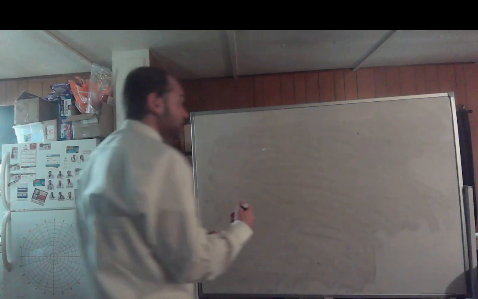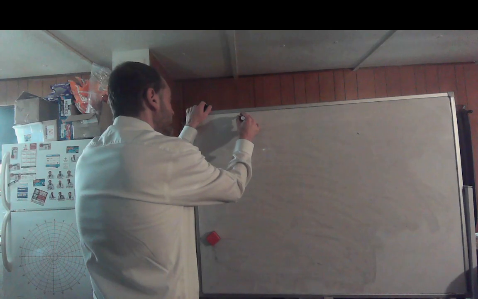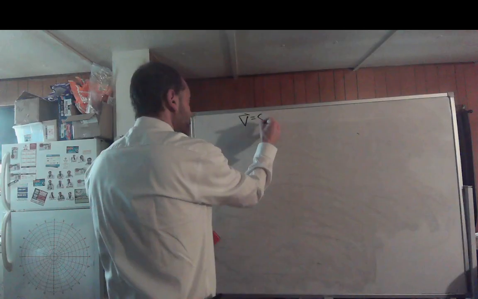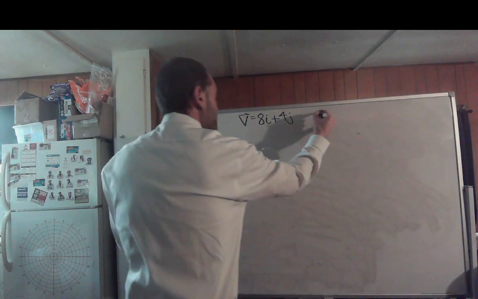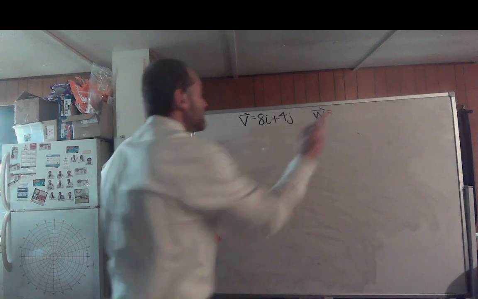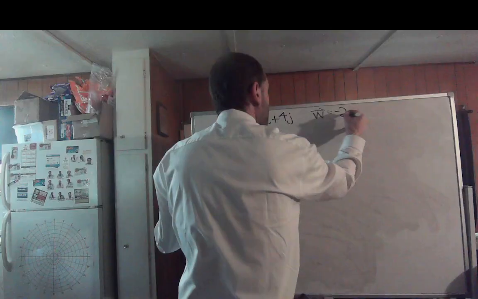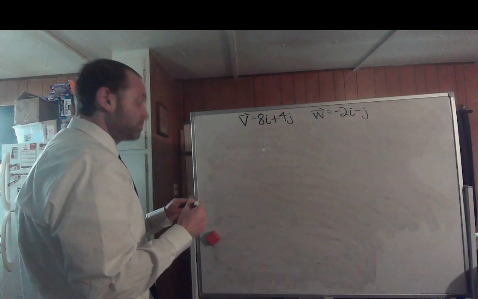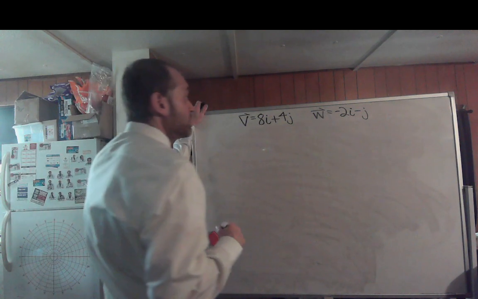What if we did vector v is equal to 8i plus 4j, and then vector w is going to be equal to negative 2i minus j. Okay, well, let's see if we can get these to be orthogonal.